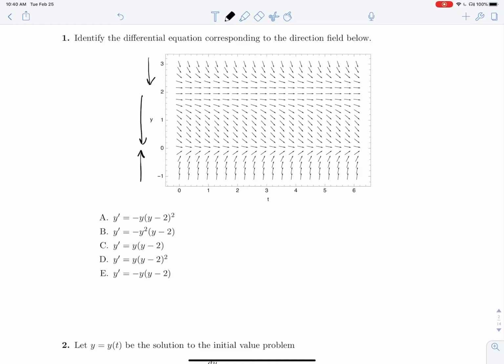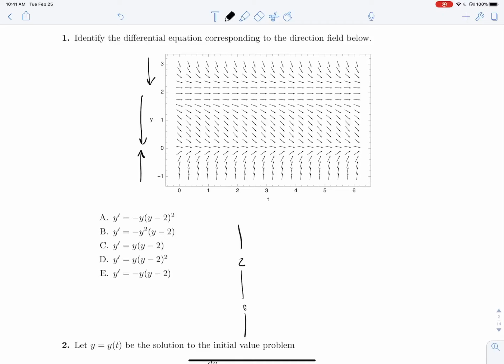So what we're going to be looking for is this kind of behavior in one of these points. Let's take a look at some of these answer choices. So A, if we draw out 0, 2, above 2, below 2.